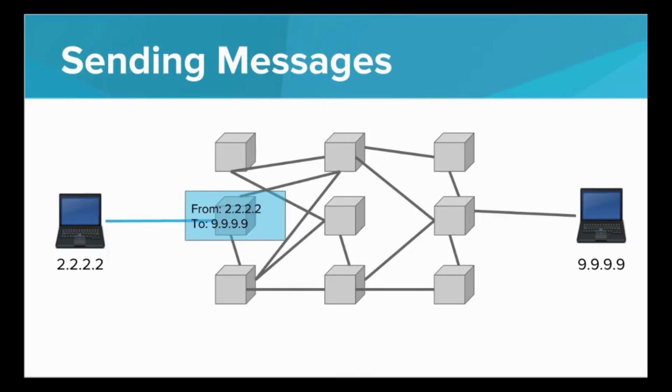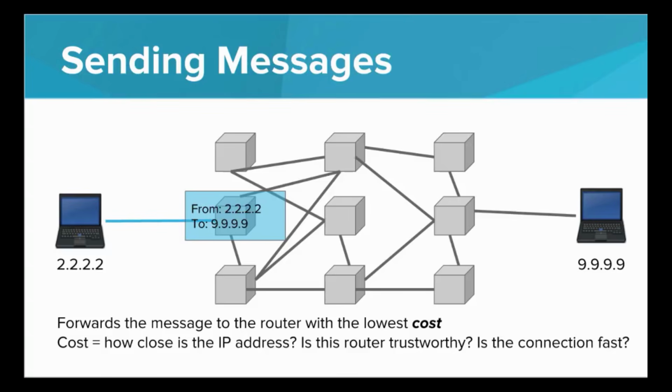From here, the router will look at all of its connections and forward on the message to the router with the lowest cost. And in this scenario, cost doesn't mean least money spent. Cost is actually a calculation of several things. So cost is calculated based on how close is the IP address of this router that I'm sending it to the final destination. Is the router that I'm sending it to trustworthy, or has it been failing a lot lately? And is the connection fast? Am I sending it over a fiber optic cable, or am I sending it over something like radio? So it calculates the connection with the lowest cost and forwards the message along to that router.